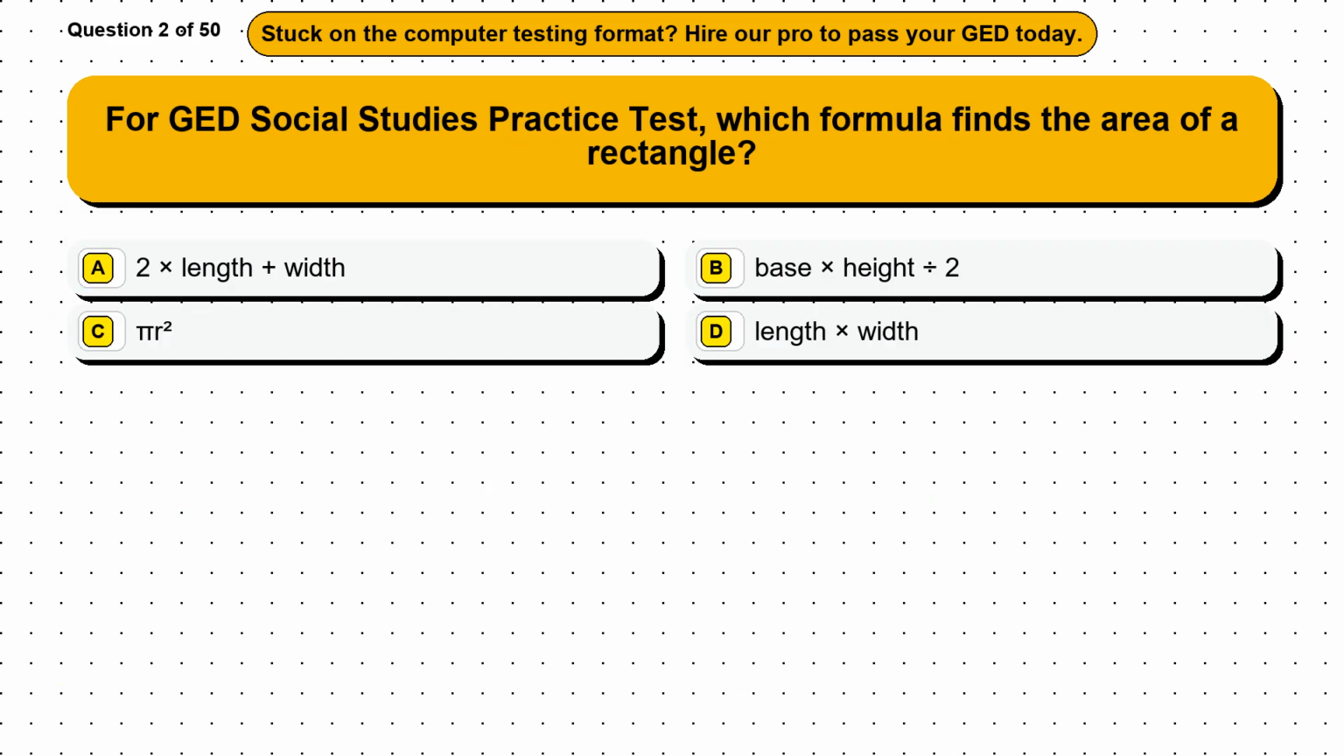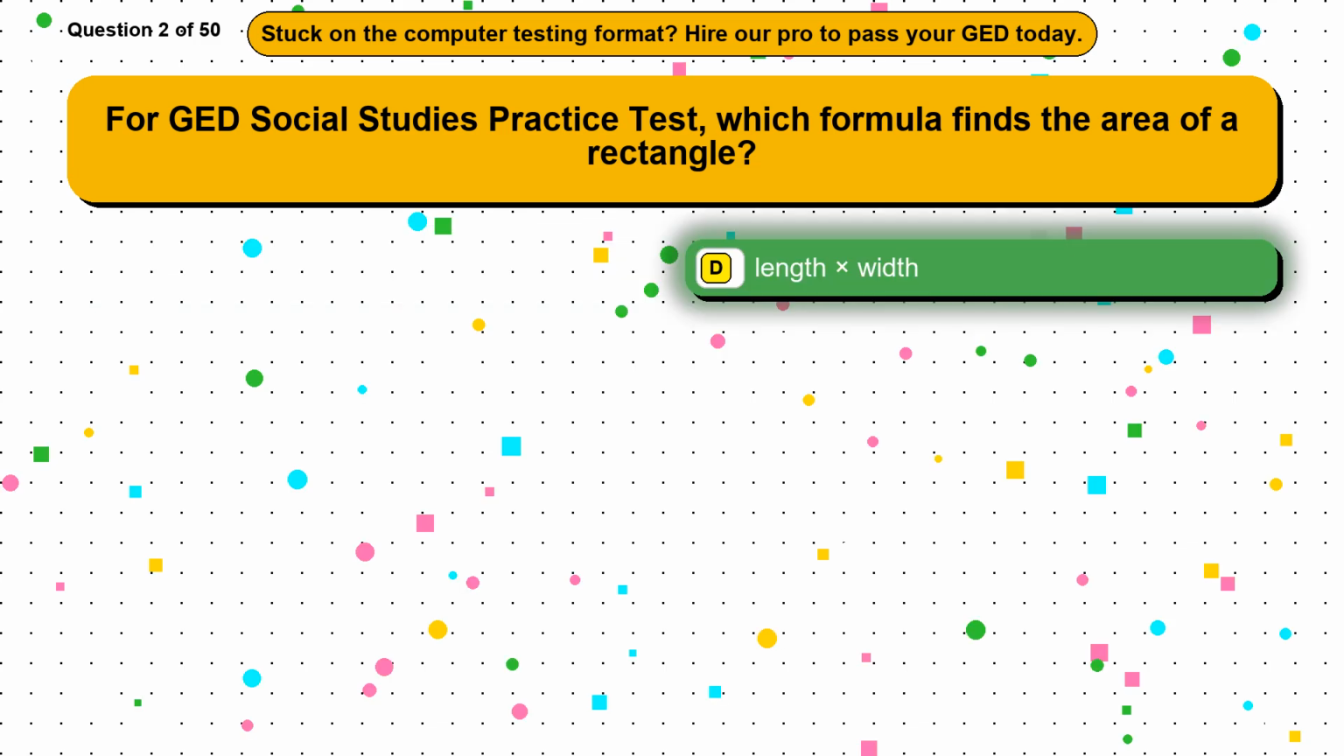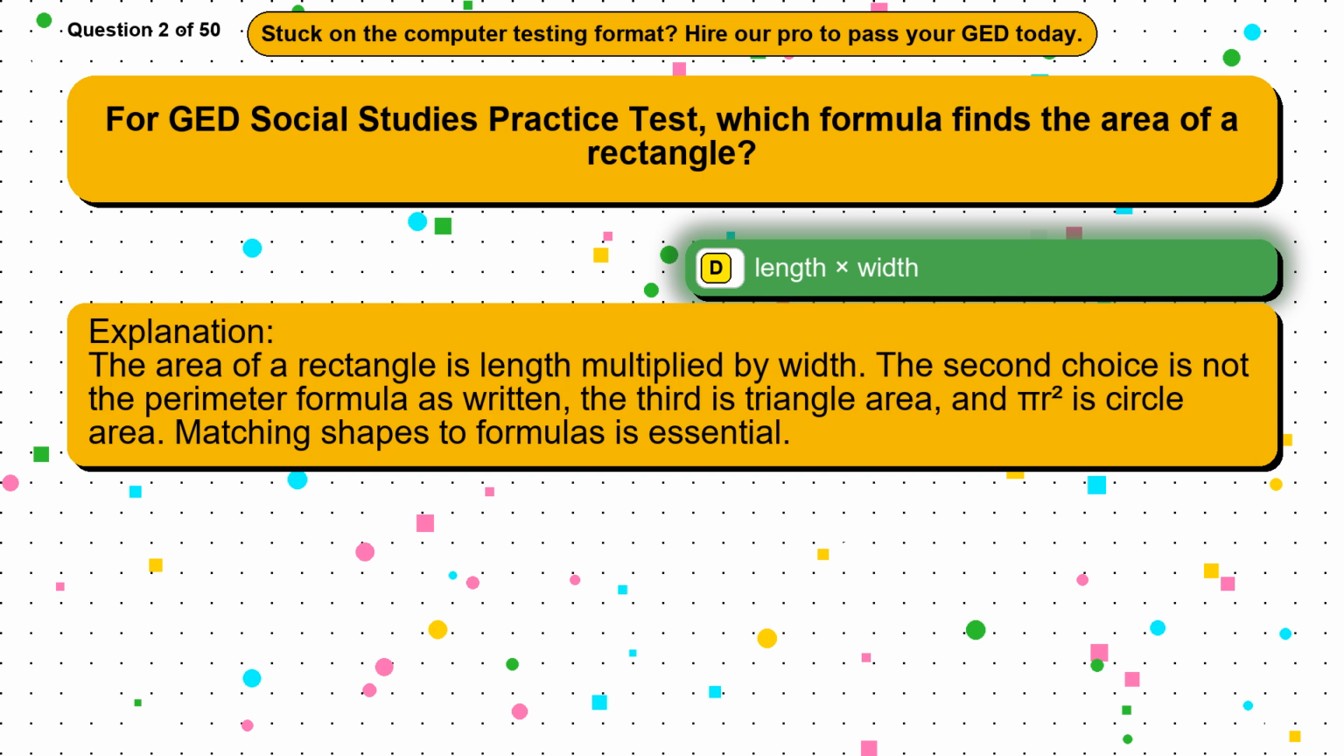Question 2. For GED Social Studies Practice Test, which formula finds the area of a rectangle? Option A, 2 times length plus width. Option B, base times height divided by 2. Option C, pi r superscript 2. Option D, length times width. The correct answer is option D, length times width. The area of a rectangle is length multiplied by width. The second choice is not the perimeter formula as written, the third is triangle area, and pi r superscript 2 is circle area. Matching shapes to formulas is essential.